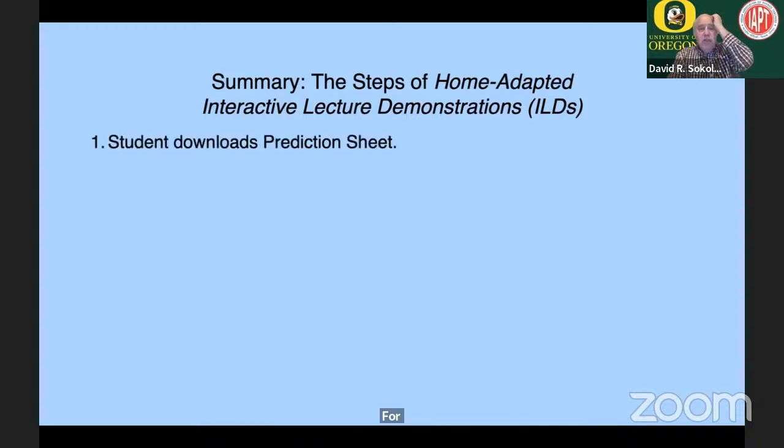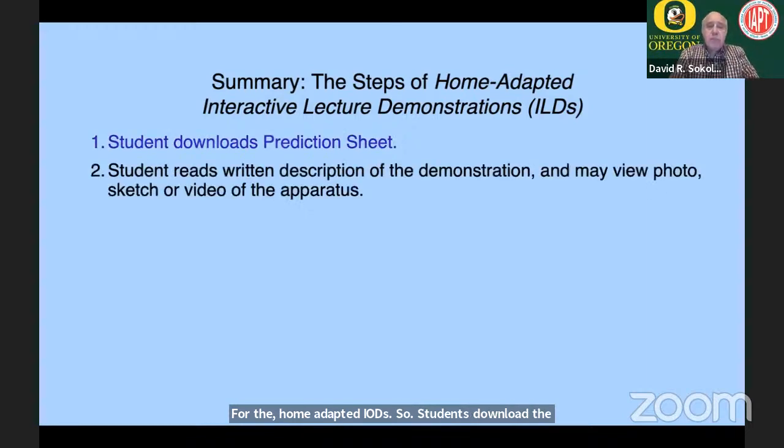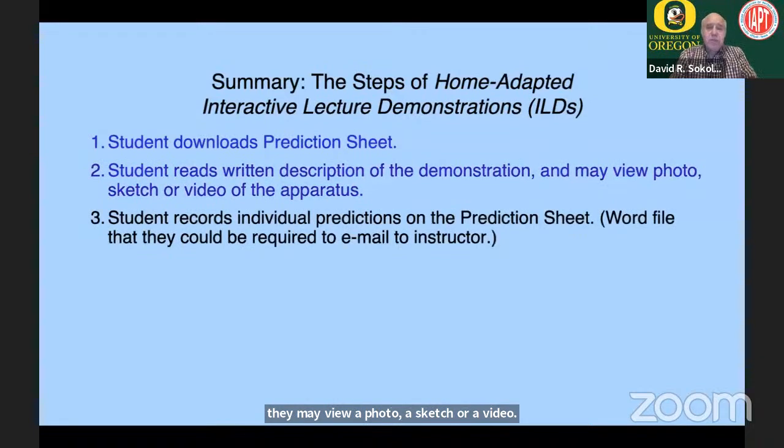So students download the prediction sheet. They read the description of the demonstration and they may view a photo, a sketch, or a video of the apparatus. They record their individual predictions on the prediction sheet. And this is a Word file that if you wanted to, you could ask them to send it to you to show that they actually did it.